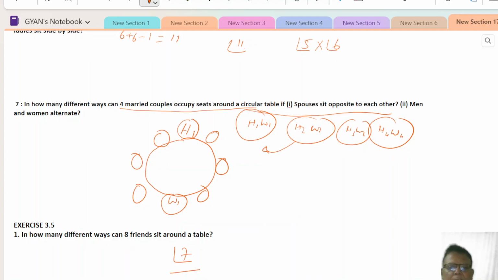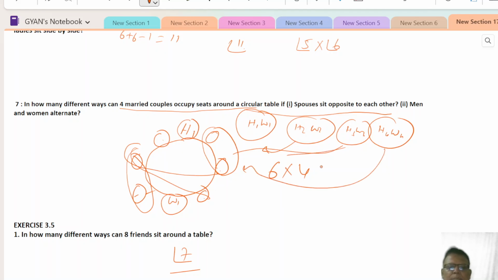Then once 6 is occupied, the next couple will go to any of 4 positions, because 2 more positions are occupied. The left positions are this one and this one, but this one is already occupied, so there are 4 positions. Once this position is gone, only 2 positions are left, and this will be occupied by 2 positions. So the answer will be 6 into 4 into 2.